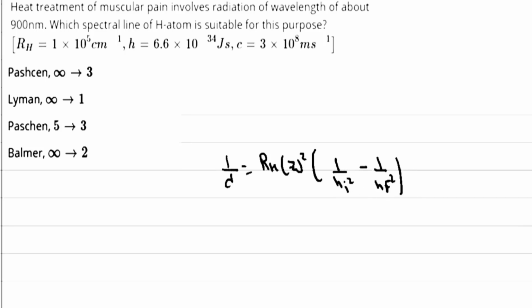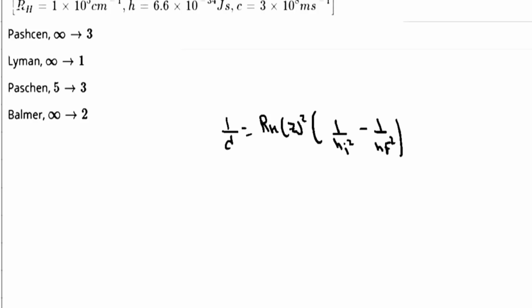Right? So now let's start putting in the values. We have wavelength equal to 900 nanometers. So lambda is equal to 900 multiplied by 10 to the power minus 9 meter. We will convert everything into meters. This is Rydberg constant, 10 to the power 5 per centimeter, inverse is given. So we will convert it into meter. The centimeter is in the denominator, so we will just multiply this by 100.